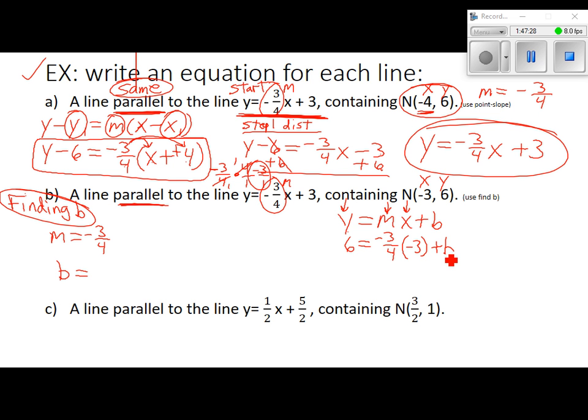I don't know what b is, so what I'm trying to do is just do the math here and get b by itself. When I do this, to multiply this, ignore that, put a 1 underneath that, negative 3 on top. Negative 3 times negative 3 is 9. On bottom, 4 times 1 is just 4.